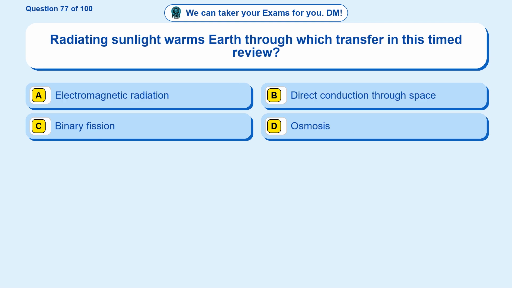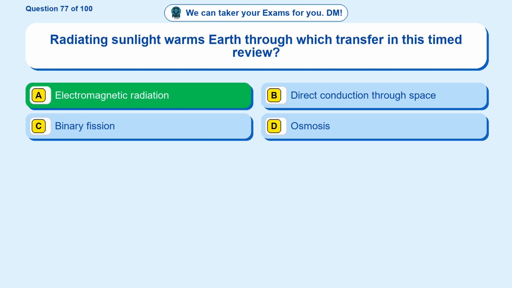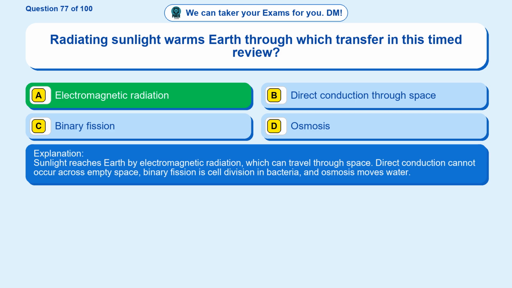Question 77. Radiating sunlight warms Earth through which transfer in this timed review? Option A, electromagnetic radiation. Option B, direct conduction through space. Option C, binary fission. Option D, osmosis. The correct answer is option A. Electromagnetic radiation. Sunlight reaches Earth by electromagnetic radiation, which can travel through space. Direct conduction cannot occur across empty space, binary fission is cell division in bacteria, and osmosis moves water.